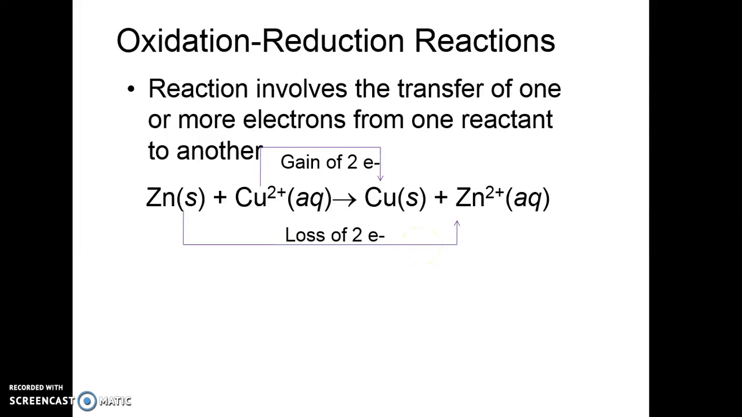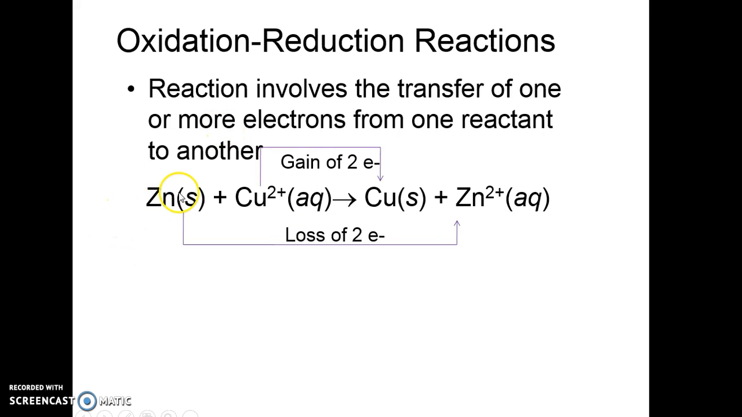Electrons are really important in bonds and in charge. And so we analyze what happens to electrons in reactions. One of the ways that we describe how a reaction occurs is with the term oxidation or reduction.